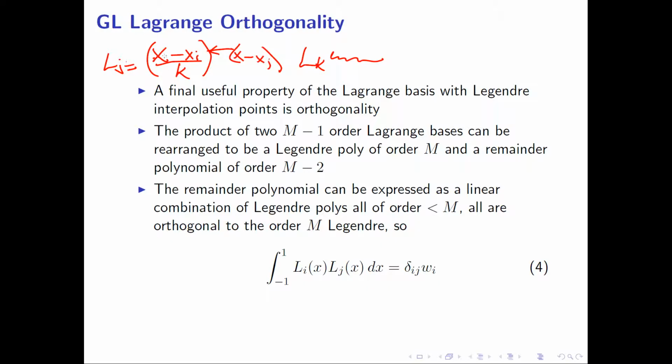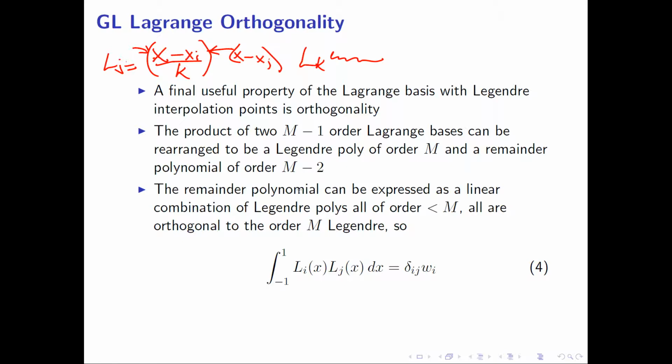So by virtue of having x minus each of the nodes, if we have each of the nodes be equal to the Legendre roots, then this means that this function is, by definition, a Legendre. If all the roots are equal to the Legendre roots, then it's a Legendre. So we can imagine if we have two m-1 order Lagrange bases, we can rearrange such that we get a Legendre of order m and a remainder of order m-2.